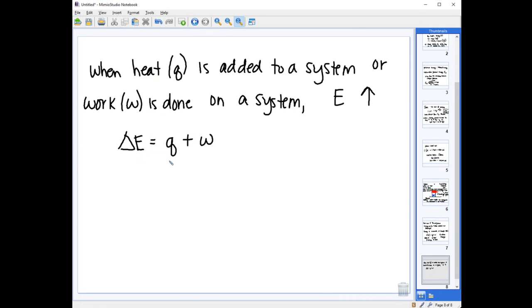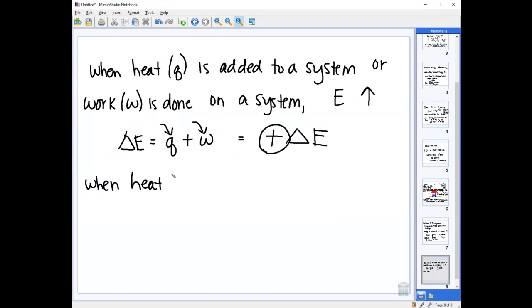Okay, so if we add heat, or if we do work on a system, then energy is going to go up. So our change in energy, our delta E, is going to be a positive change. Okay, so if heat is added or work is done, then we're going to get a positive delta E, because energy is going to go up.